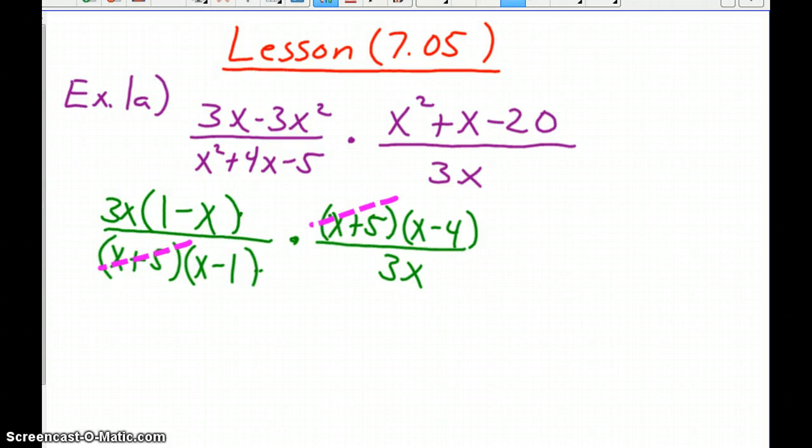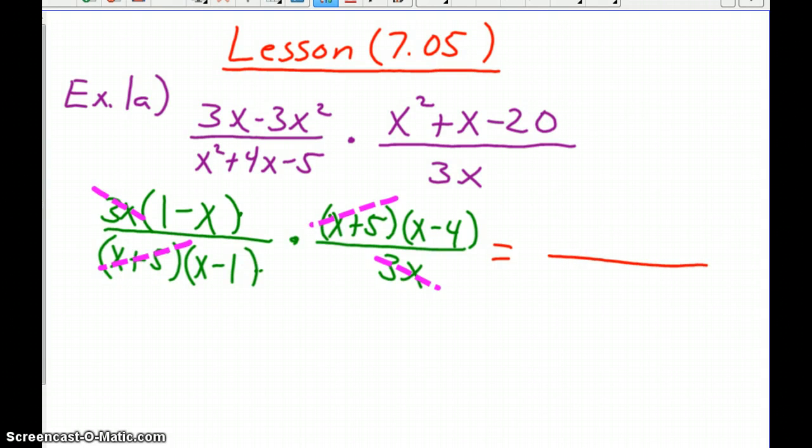Is there anything else you can cancel? The 3x's. The 3x and the 3x cancel. Is there anything else that's exactly the same? No. So that's time to write down the answer, right?